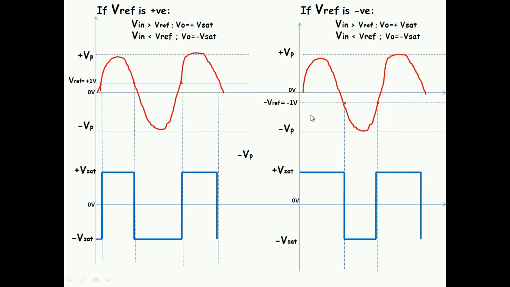So this is with respect to the non-inverting comparator, considering two cases, V reference positive and V reference negative. For both cases, we considered two conditions, V in greater than V reference and less than V reference. When V in is greater than V reference, in both cases the output voltage is plus V saturation voltage, and when V in is less than V reference, in both cases the output voltage is minus V saturation voltage. Remember this.